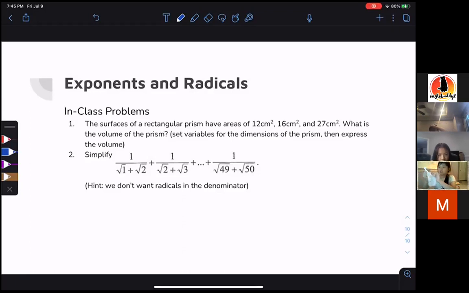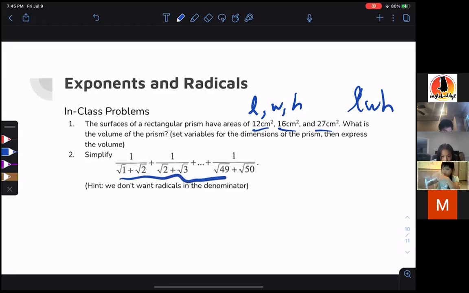And for this one, I think it's really helpful to set length, width, and height as your three variables. Express these in terms of them, and then see what you can do to get the volume, which is of course LWH. And for this one, they want you to simplify this sum. For this one, I gave you a hint. Rationalize the denominator. You don't want the radicals, and it'll actually help you a lot in seeing how to tackle this. I'll give everybody a bit of time for this. Just send me your answer when you're done.